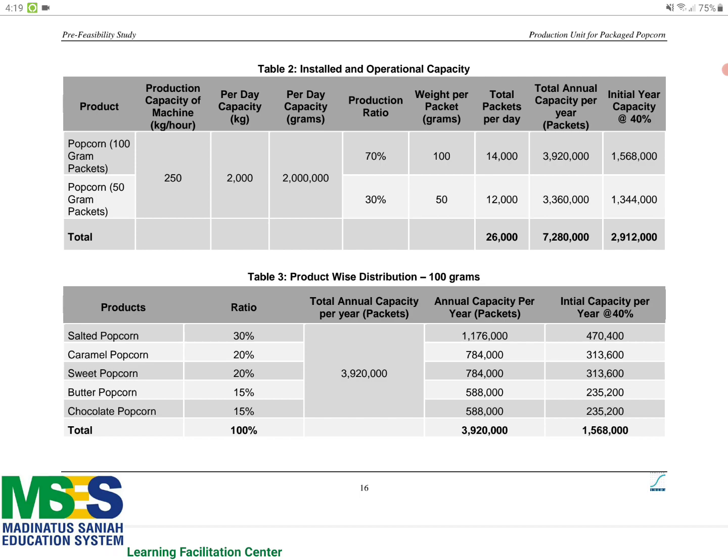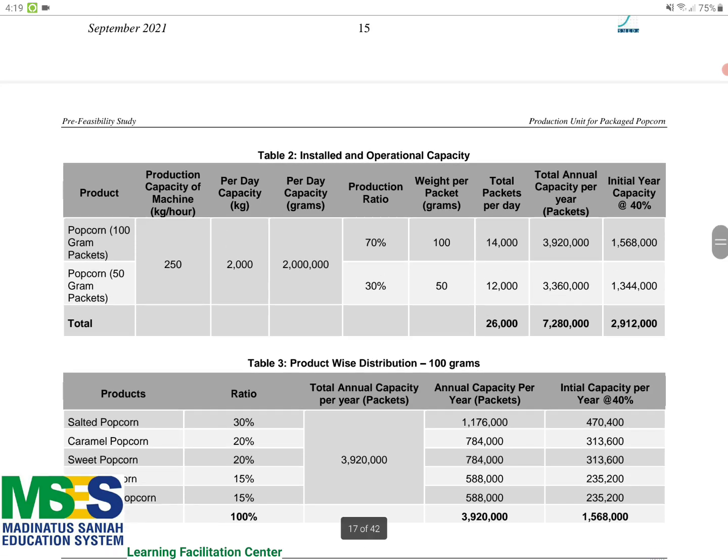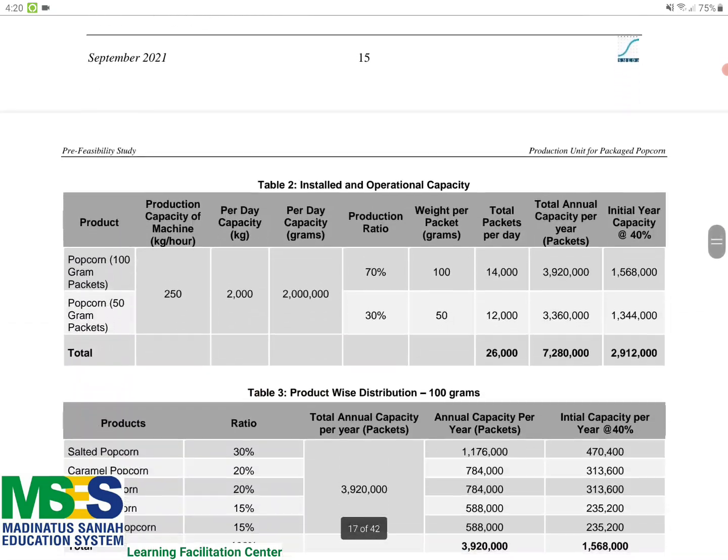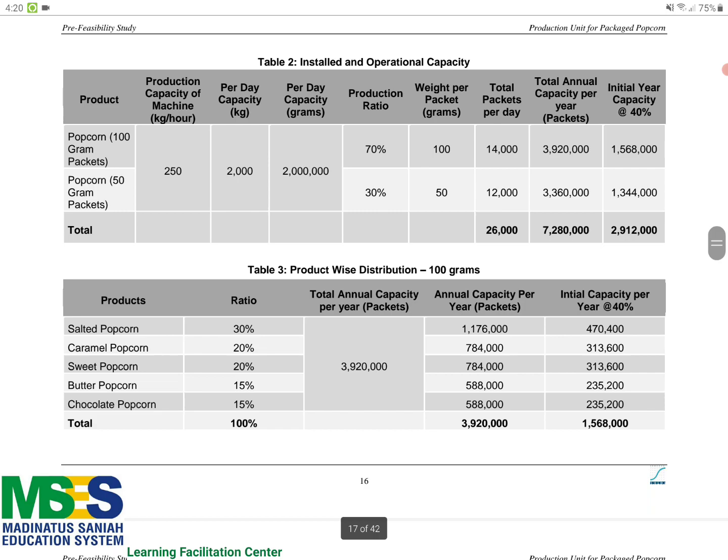This means they are running a single shift of 8 hours. So per day capacity in grams is how much? 22 million. Use commas to guide you: if there are two commas with three zeros each, you would know that the number written on the left is in millions. How many 100 grams and how many 50 grams? 70% are 100 grams and 30% are of 50 grams.